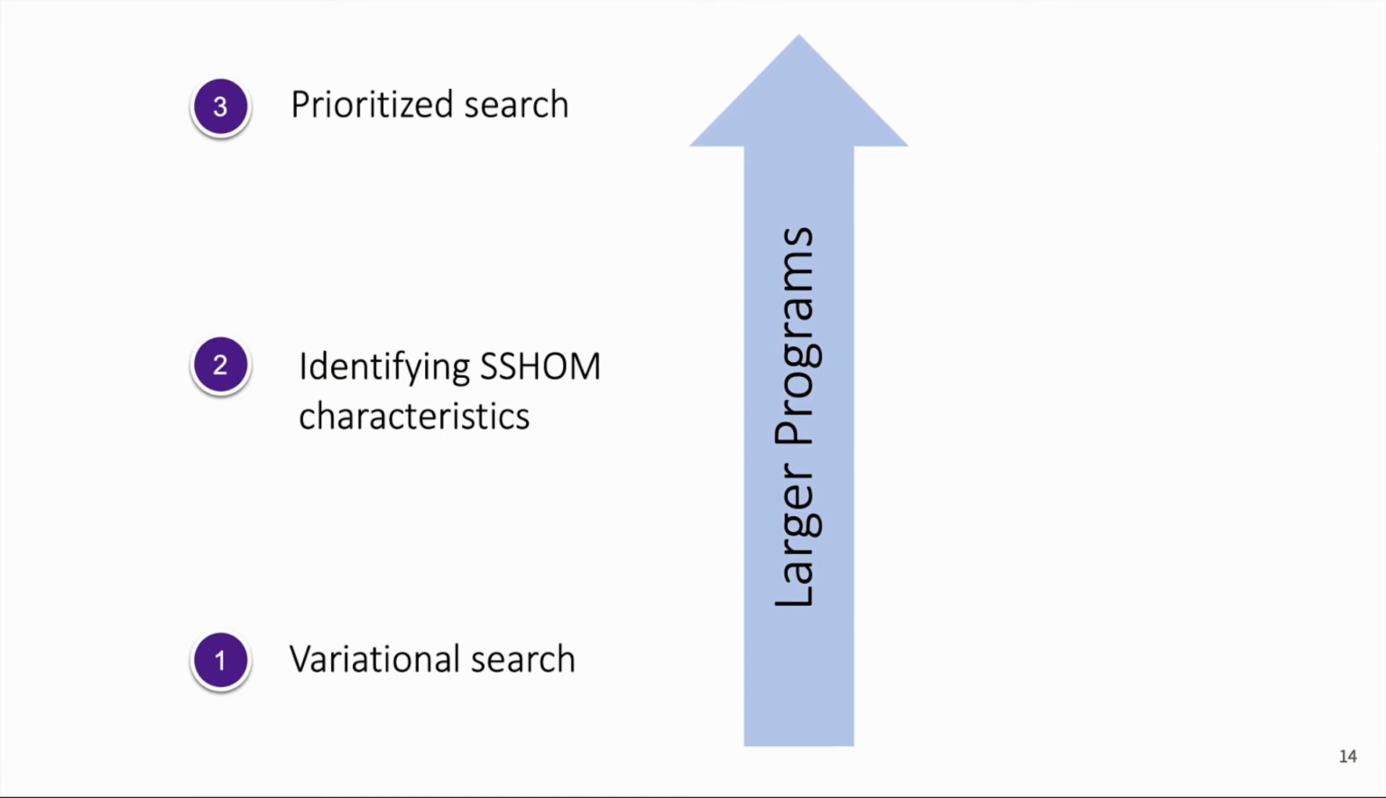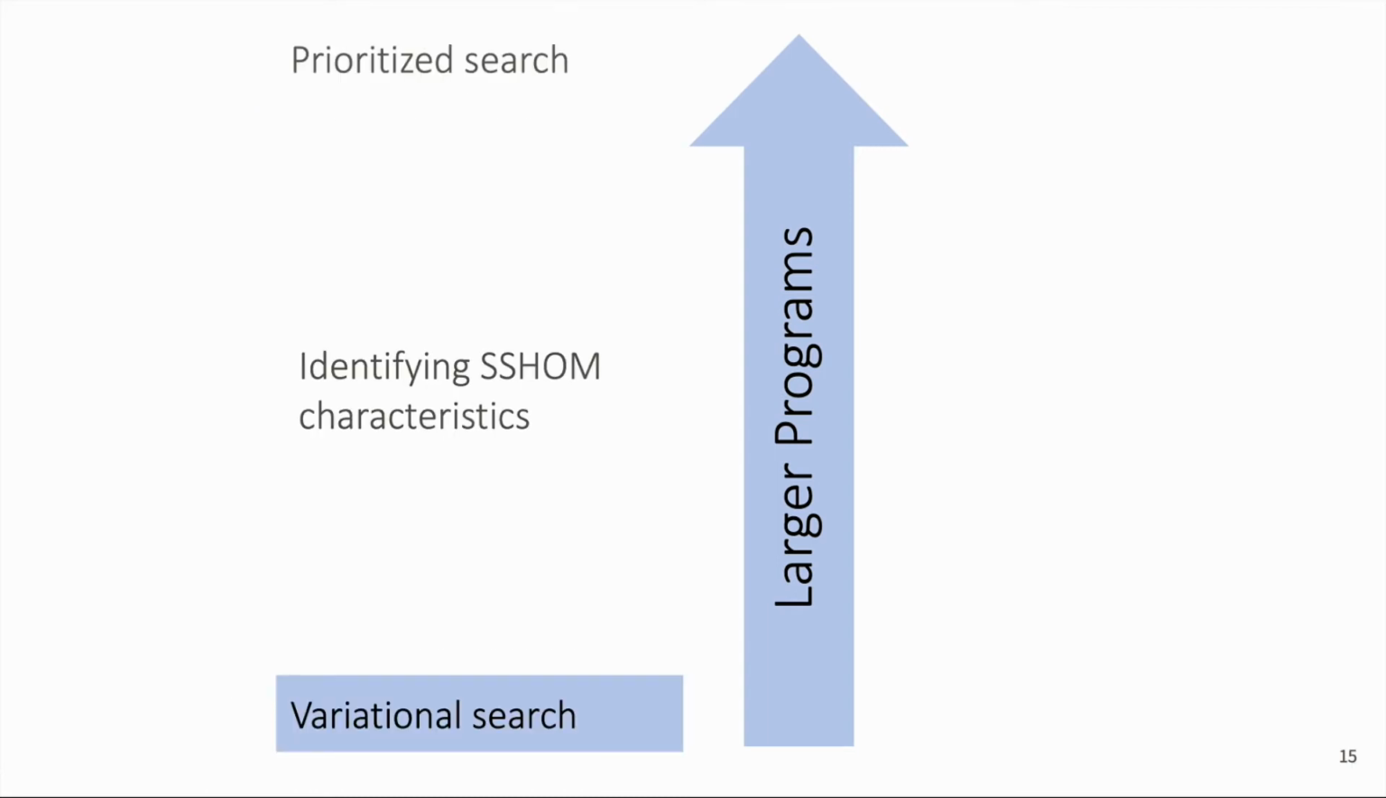So in the second step, we study basic characteristics of strongly subsuming higher-order mutants. And in the final step, we design a new prioritized search based on the characteristics we identified. In the rest of the talk, we will walk you through each step. Let's begin with step 1, variational search.